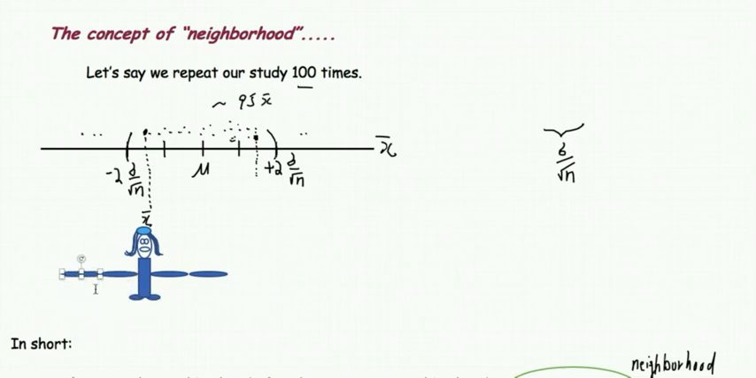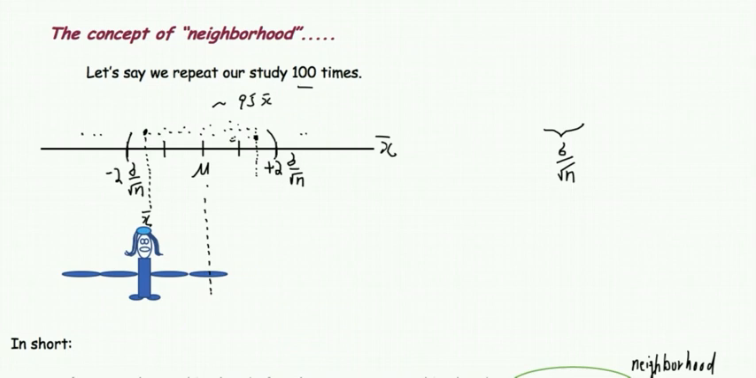In each direction, how long do I extend my arms? 2 standard deviations long. Then you can tell that I can capture mu also. I'm in that plus 2, negative 2 standard deviation neighborhood of mu. And that means when I extend my arms plus 2 and minus 2 standard deviations long, I can capture the mu. So as long as I am within the neighborhood of mu, I can capture mu.